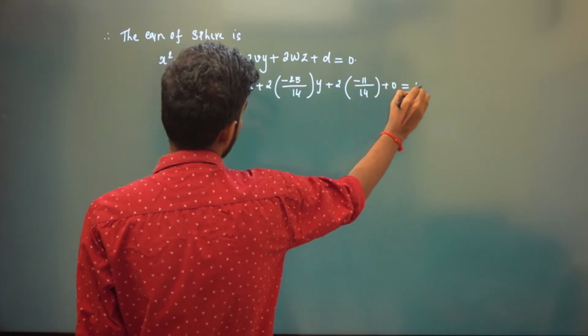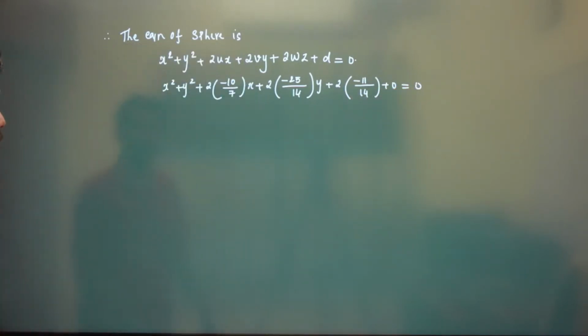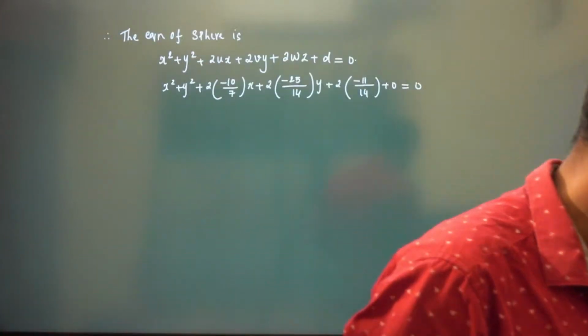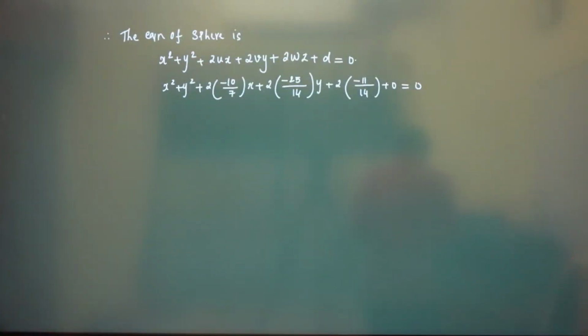P is 0. Right? So this is the required equation of sphere. If you want, you can simplify it. This is the required equation of sphere. Yes, in the book, the solution to the problem is wrong.